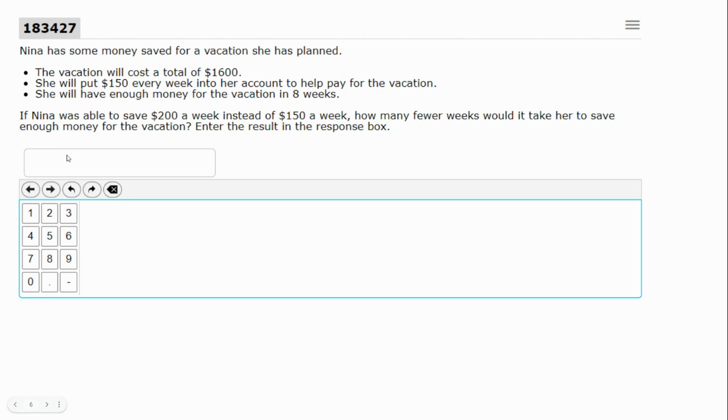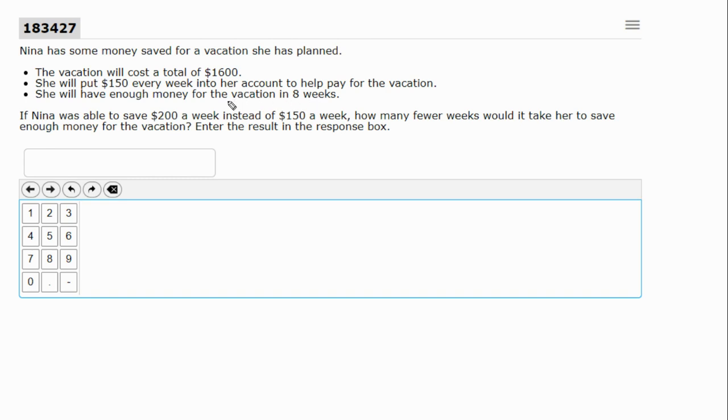Hey math students, this is a tutorial to go through this standardized test practice question where it's saying Nina has some money saved for a vacation that she is planning. The vacation will cost a total of $1,600. She put away $150 every week into her account to help pay for the vacation, and she'll have enough money for the vacation in 8 weeks.